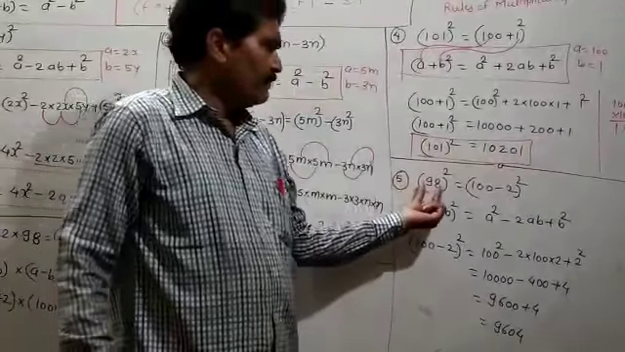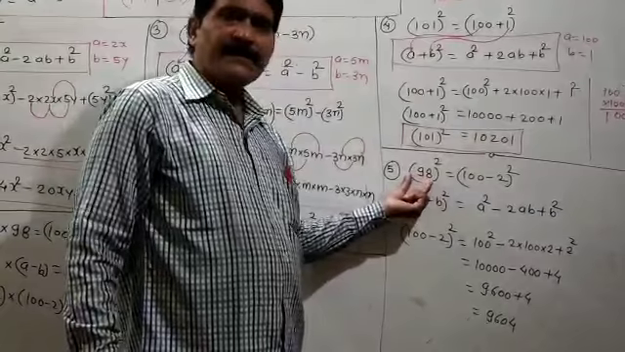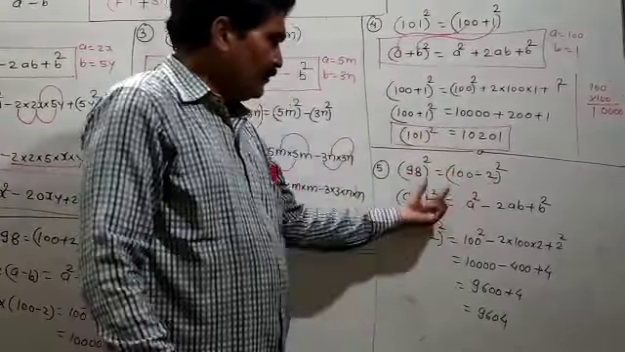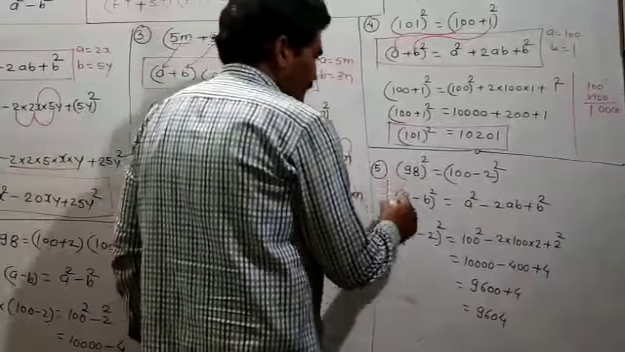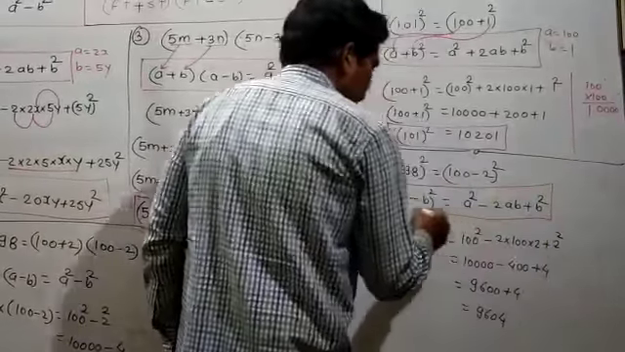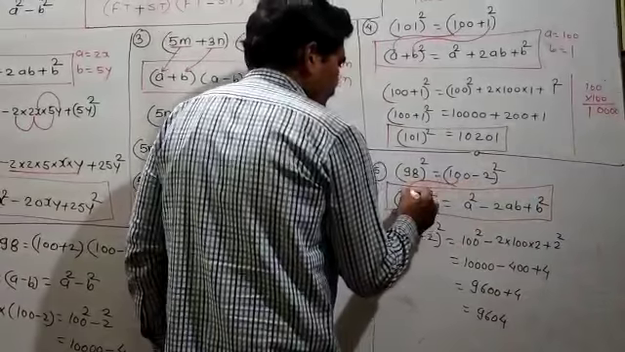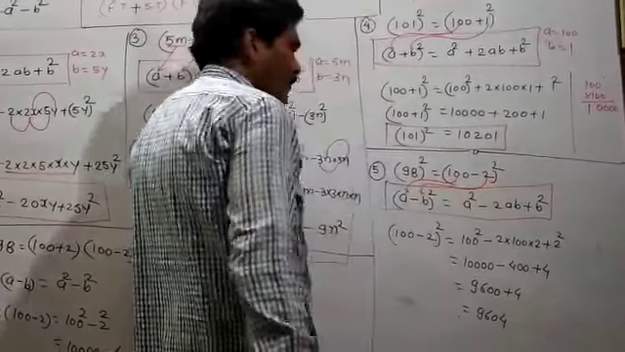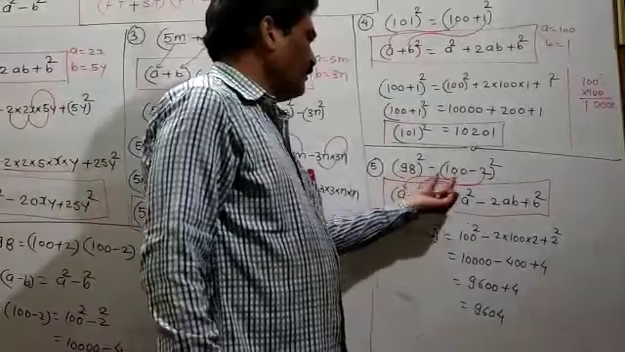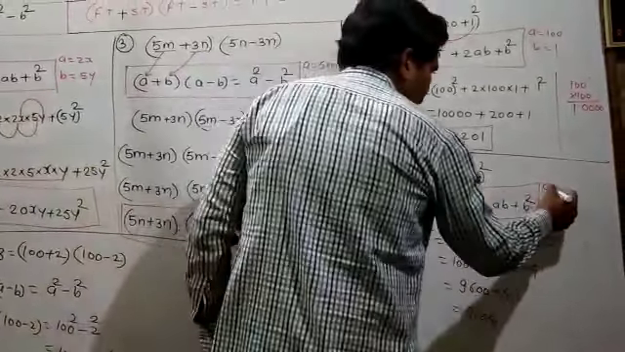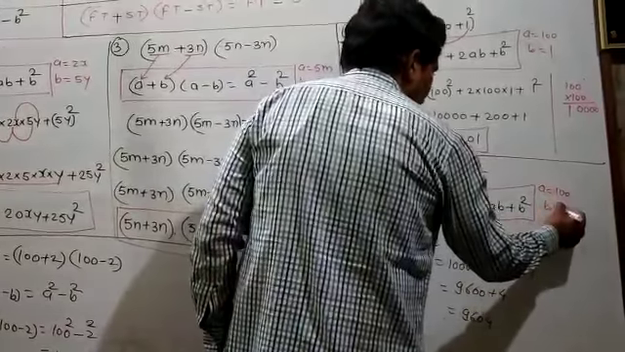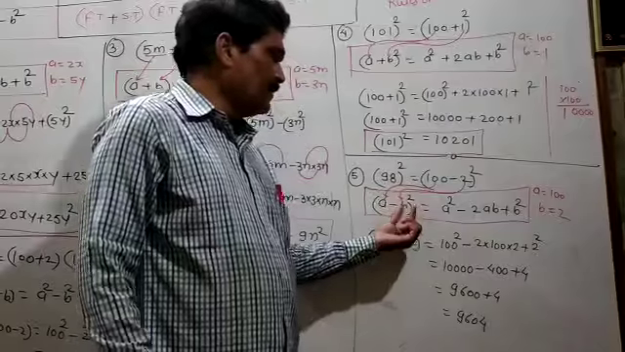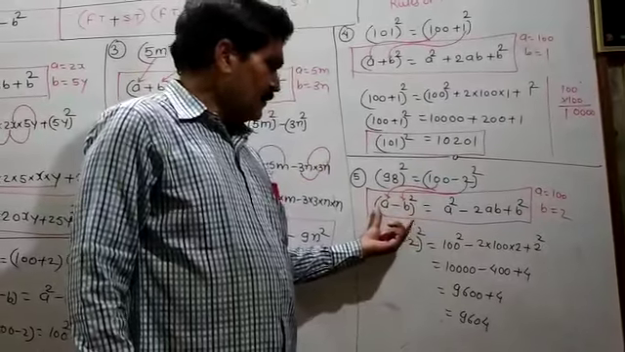Then 98 bracket square. See, this 98 means 100 minus 2. Here 100 minus 2, and you have to utilize the a minus b bracket square identity. Here 100 is equal to a you have to put and 2 is equal to b you have to put. You have to put these values of a is equal to 100 and b is equal to 2 in this identity.